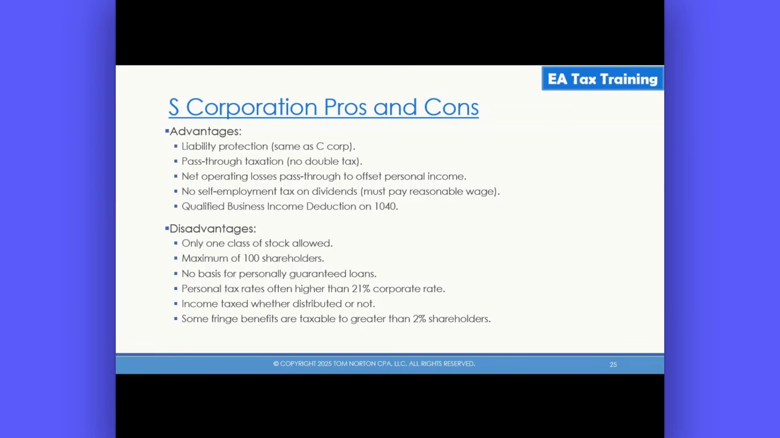Personal tax rates are going to often be higher than the 21% corporate tax rate if they had remained a C Corp. The income is going to be taxed whether it is distributed or not. So you could have that situation where the S Corp shareholder has to pay tax on the profits, but they don't have cash from the corporation to help them pay that tax. And there are some fringe benefits that are going to be taxable to a greater than 2% shareholder of the S Corp that would not be taxable if they were a C Corp instead.